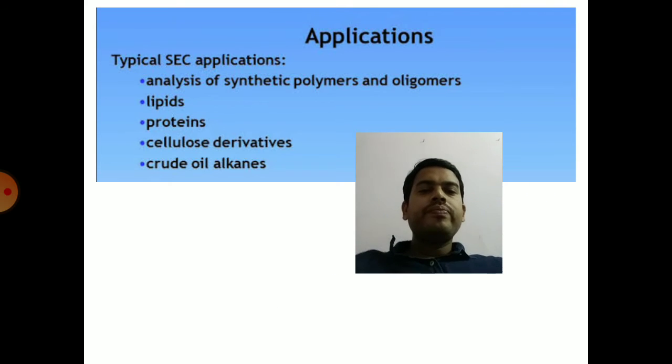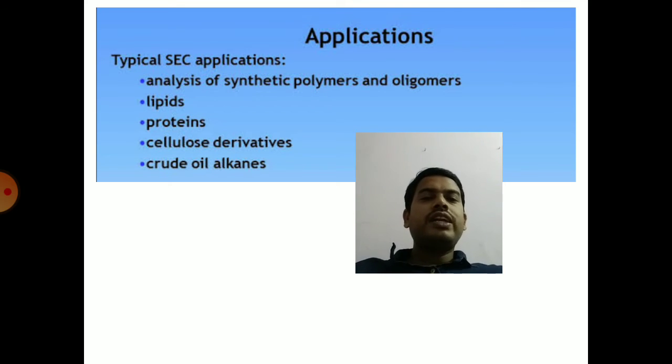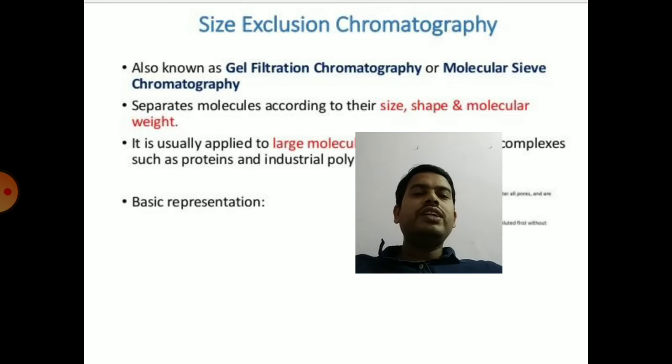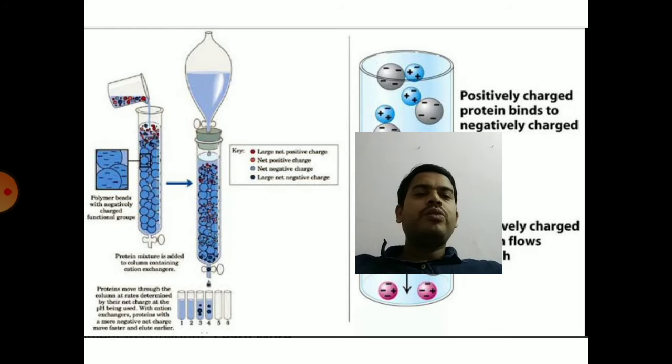If you see the applications of molecular exclusion chromatography or size exclusion chromatography, it is used for the analysis of synthetic polymers and oligomers, and also for the separation of lipids, proteins, cellulose derivatives and crude oils like alkanes. That means separation of larger molecular size or weight compounds from smaller molecular weight compounds. So that is the application of size exclusion chromatography. The next one is ion exchange chromatography.